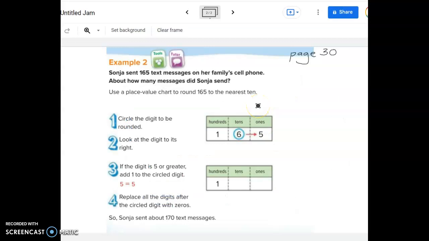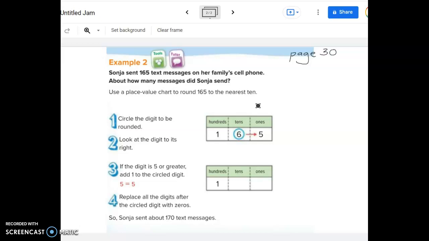Right, boys, let's move on now to example 2 on page 30. Example 2 says Sonia sent 165 text messages on her family's cell phone. About how many messages did Sonia send? Use a place value chart to round 165 to the nearest 10.